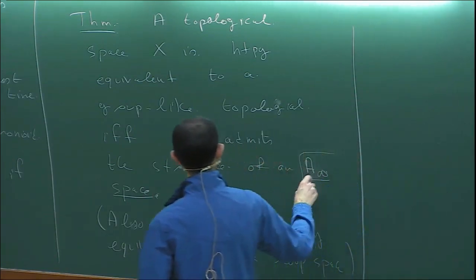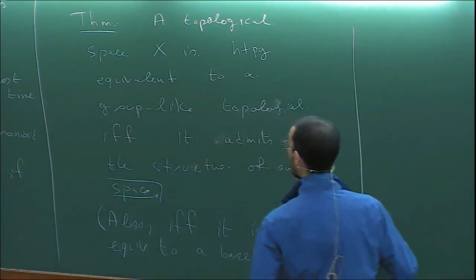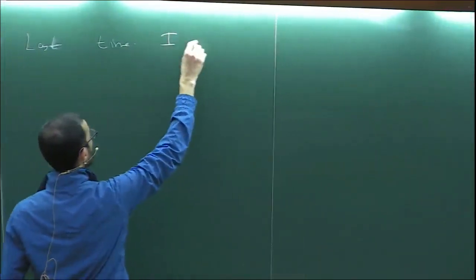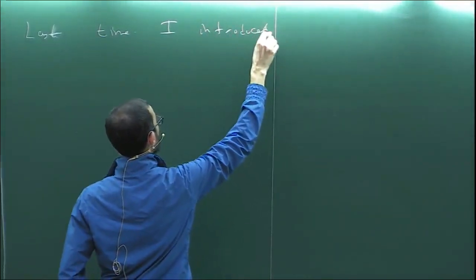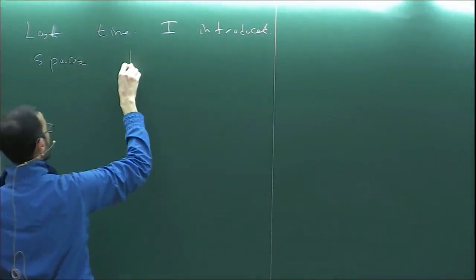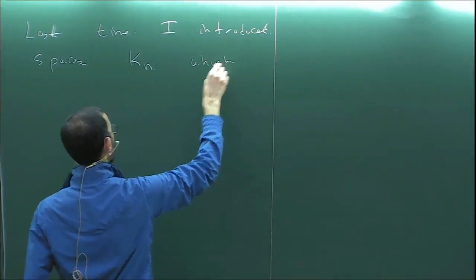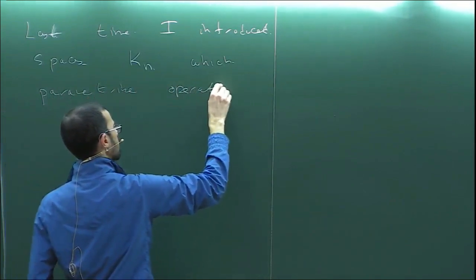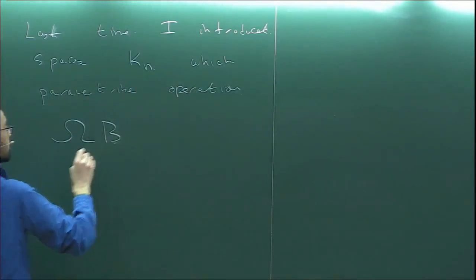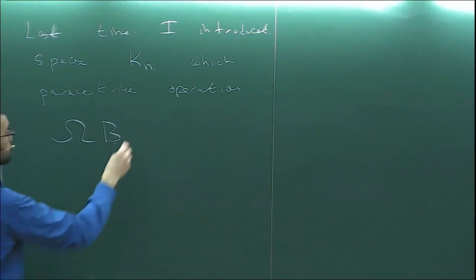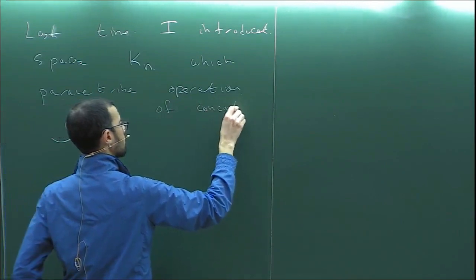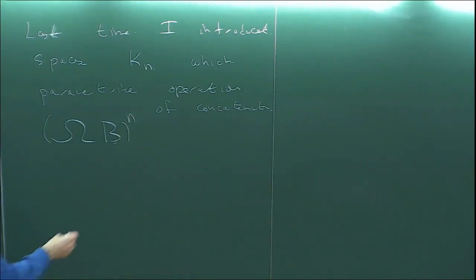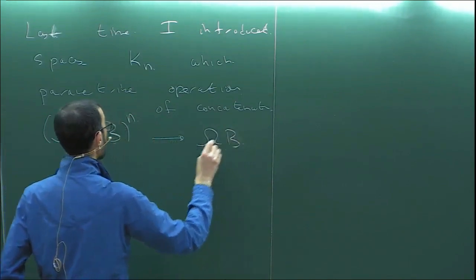The second thing I want to do is to talk again about this A infinity space. So again, just to recall, last time I introduced some spaces which I called Kn, which parameterize the operations of concatenation between n copies of the loop space and one copy of the loop space.